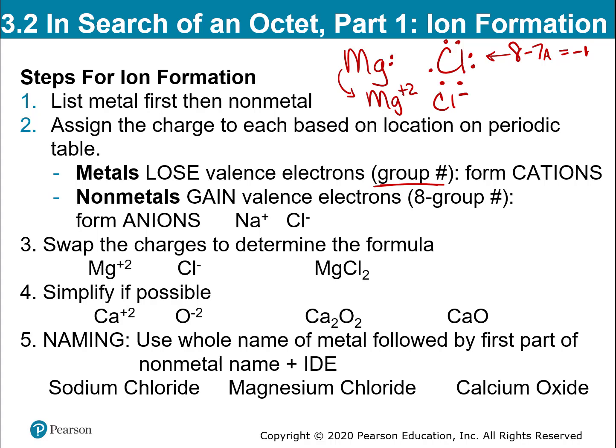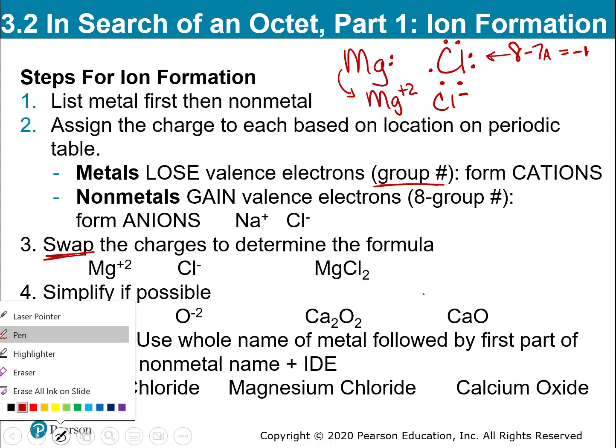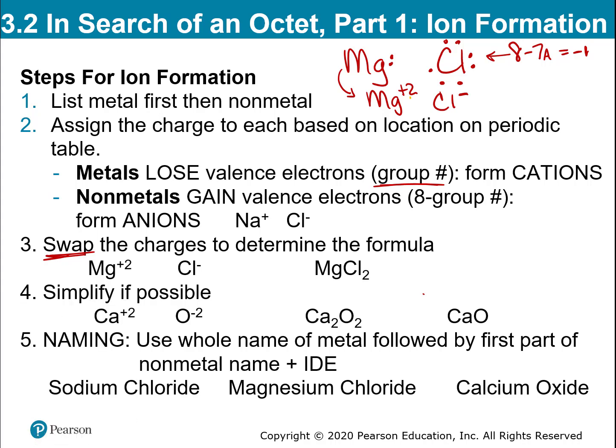So a really simple way of being able to figure this out is you do this. Assign the charges for the individual atoms for the metal and the nonmetal, then swap the charges to determine the formula. So you're going to just take the charge on the magnesium tells you how many chlorines. The charge on the chlorines, this would be a 1, remember, would tell you how many magnesiums. So you just take them and you swap them. And that tells you the formula.